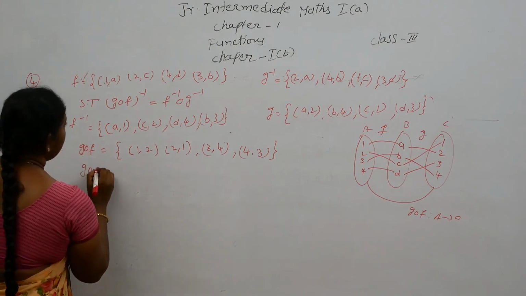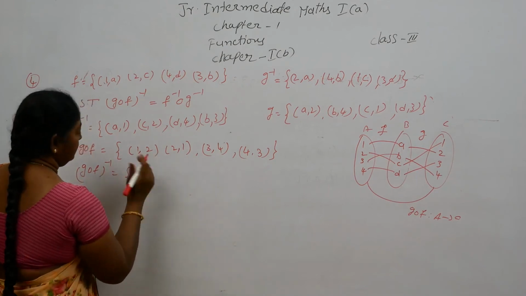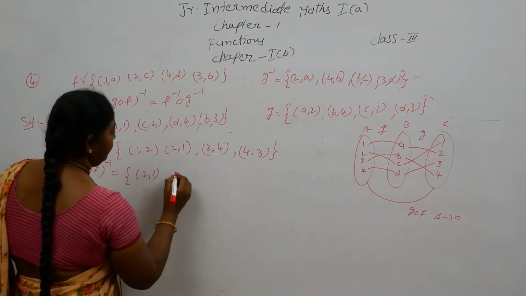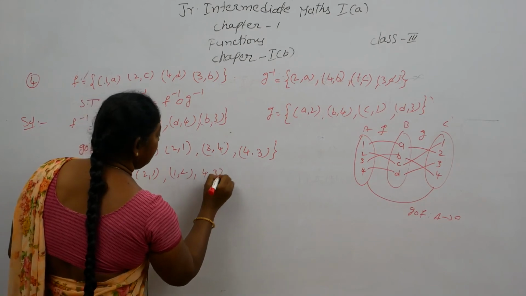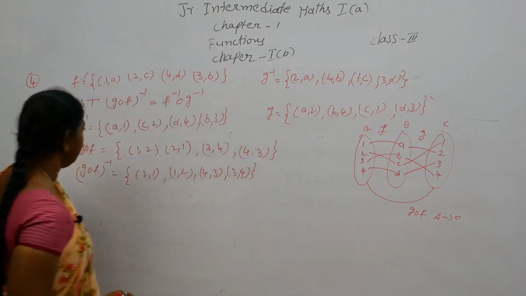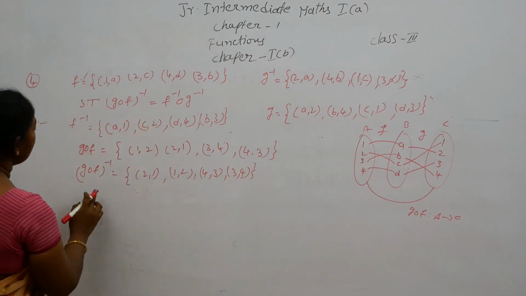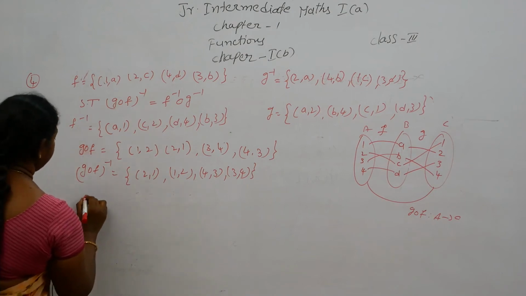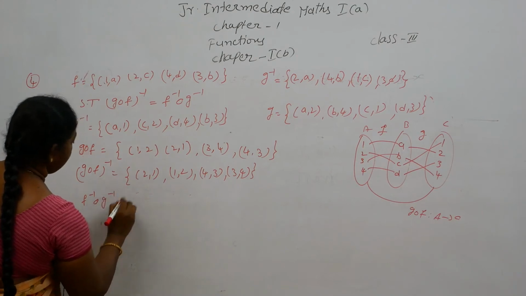So g of f inverse equals the set with the domain and range changed: 2 to 1, 1 to 2, 4 to 3, and 3 to 4. Next, we have to find f inverse of g inverse.